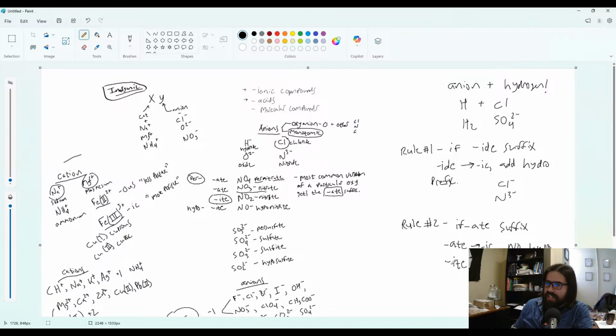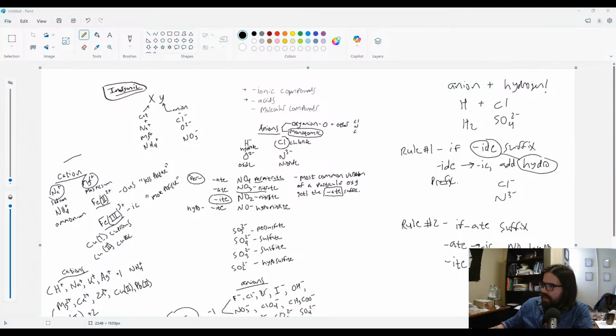Again, the way you can figure out whether you do "ic" or "ous," or add a hydro or not, is if you have an "ide" as the suffix, then you're adding the hydro. Only if you have the "ide" do you have the hydro added. The "ate"s and the "ic"s and the "ous"es, that's specifically for oxyanions.